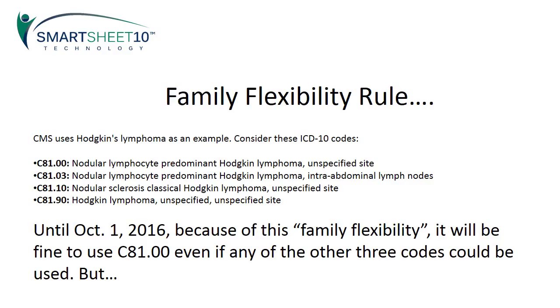So as a 2015 example, and this is not my example, this is actually an example that Medicare uses, but it would be applicable for all orthopedic codes. If you were to see a patient with Hodgkin's lymphoma and you consider all of the ICD-10 codes for Hodgkin's lymphoma, such as C81.00, C81.03, C81.10, etc., you can simply submit C81.00 and get paid. For 2015, you will not need any more specificity other than C81.00.